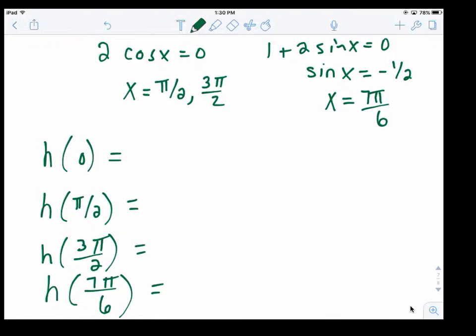All right, so pi over 2 and 7 pi over 6 are critical values. 0 and 3 pi over 2 are endpoints. Yeah, we're going to have to test them anyway. Pi over 2 is a critical value. That's where the derivative is equal to 0. And then 3 pi over 2 is an endpoint, because that's what they give you.